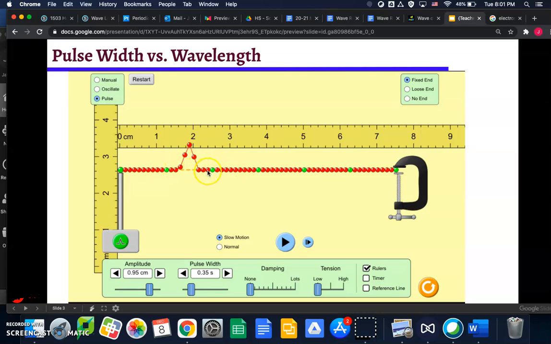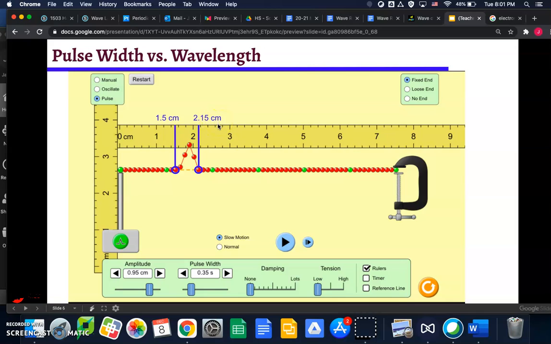So here we've got a wave that I just took a screenshot of. We can see that the pulse width was 0.35 seconds. So it took 0.35 seconds for the piston to go all the way up and then all the way down. Okay, so then let's measure what the wavelength is. We should see that the wavelength is the distance from the bottom to the bottom here. So this point looks to me like it's at about 1.5 centimeters. And this point right here looks to me like it's at about 2.15 centimeters.